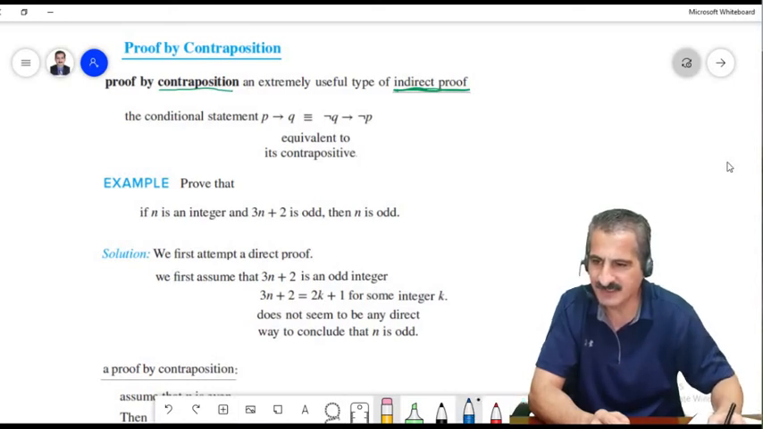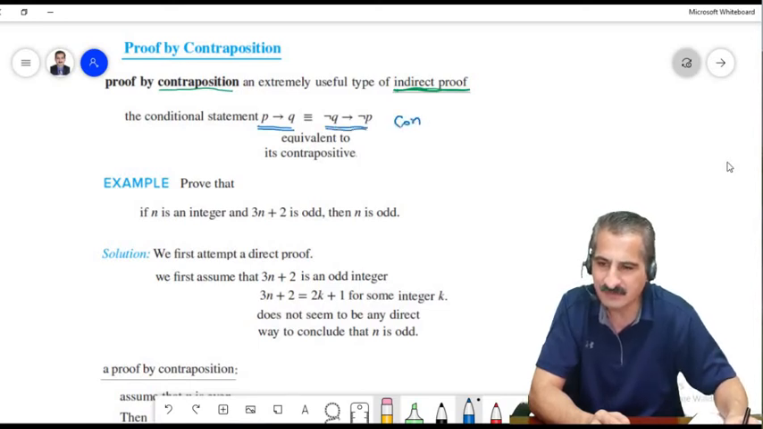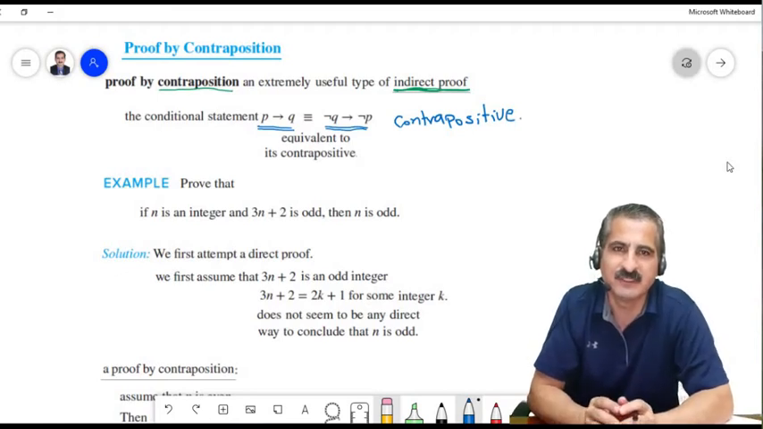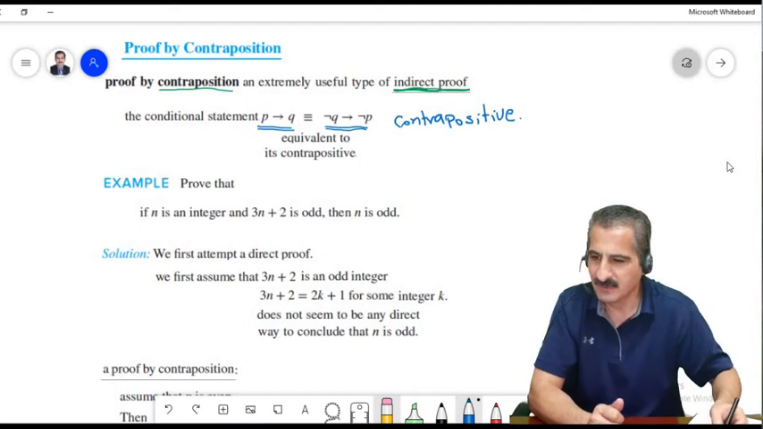Do you see this statement here? If P then Q is equivalent to not Q gives not P. We call this contrapositive. And this contrapositive is very important in mathematics and in computer science. This way is very helpful for doing proofs. Now, let us see how proof by contrapositive works by doing an example.